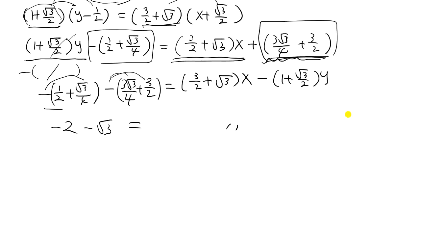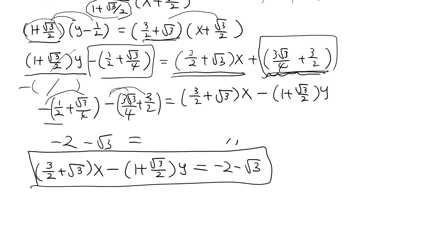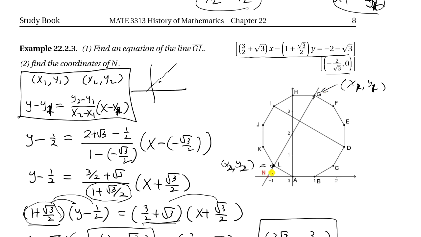So let me just rewrite again. The entire equation looks like (3 half plus square root 3) times x minus (1 plus square root 3 over 2) times y equals negative 2 minus square root of 3. So that's the equation for the line passing through G and L.